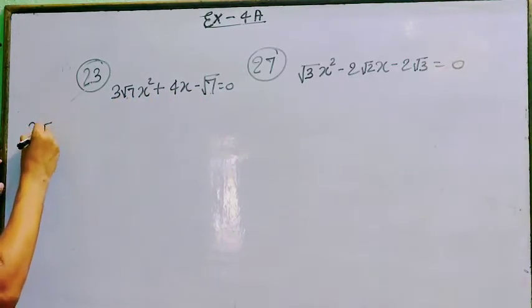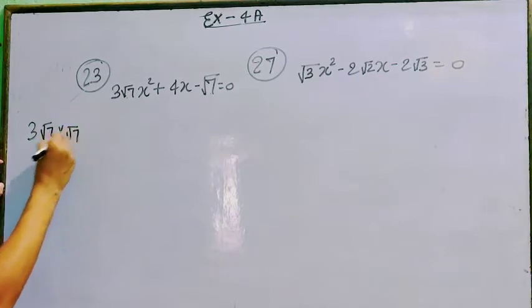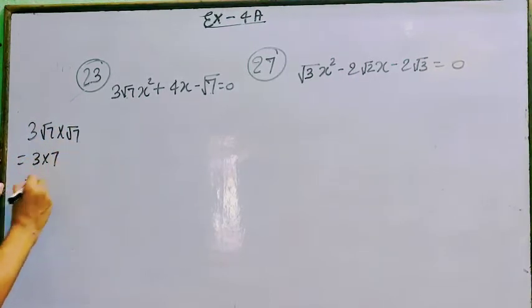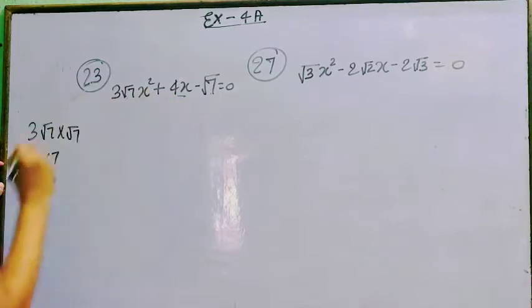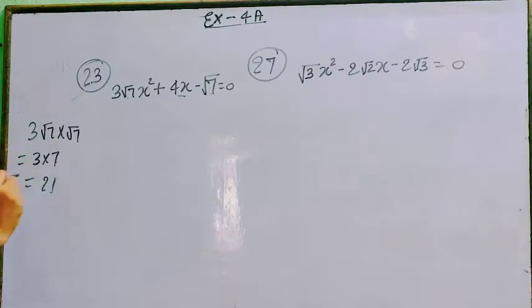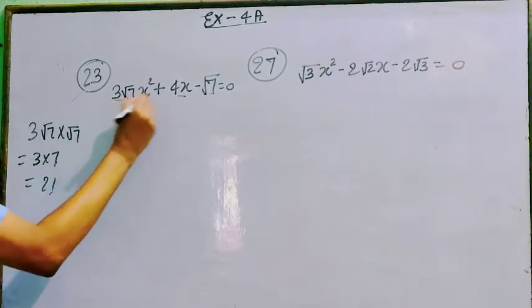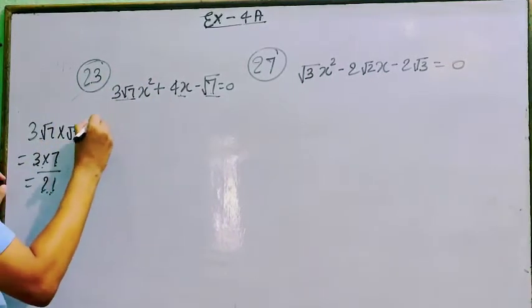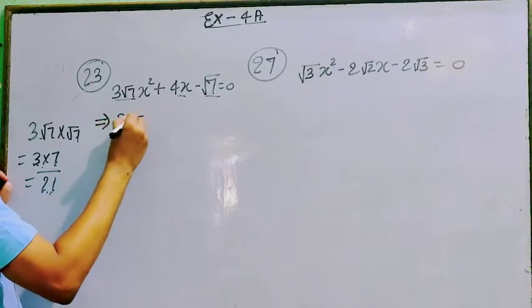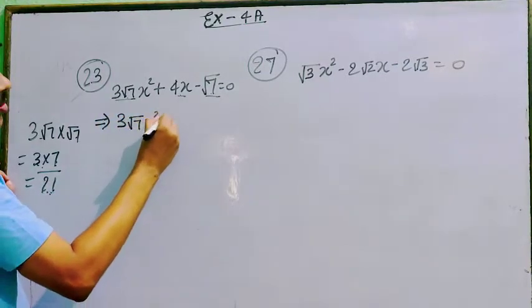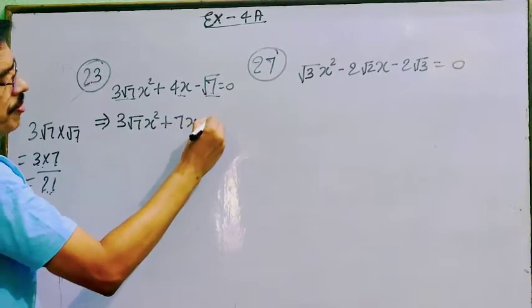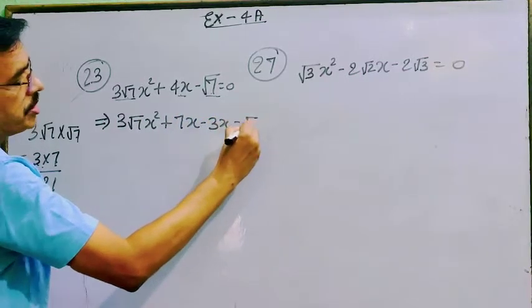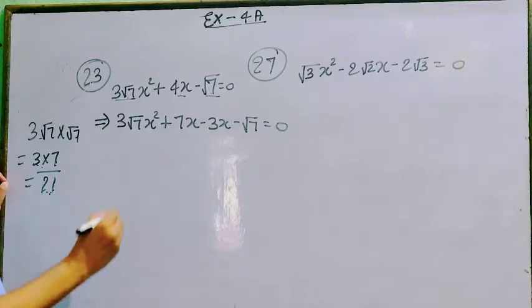So write 3 root 7 into root 7 and you get 3 into 7, that is 21. You need 4, so 7 minus 3 you get 4, and 7 into 3 you get 21. So first you multiply 3 root 7 and root 7, then you get 21, and 21 you write as 3 into 7, and 7 minus 3 you get 4. So you write here 3 root 7 x square plus 7x minus 3x minus root 7 is equal to 0.